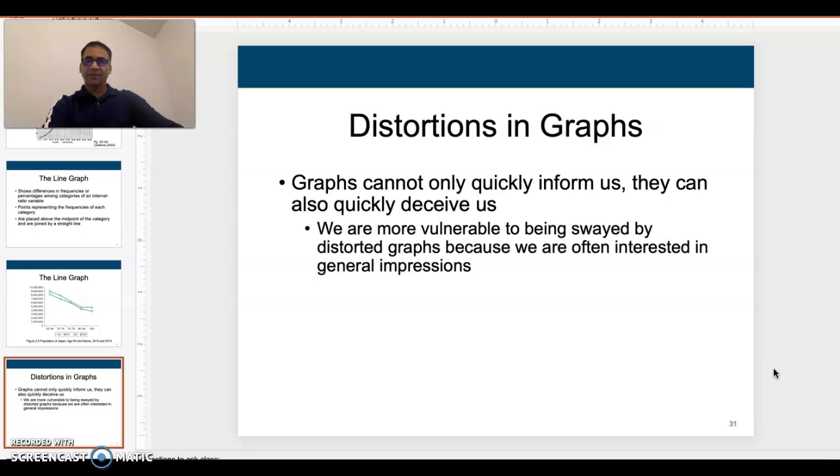So as we have seen the frequency tables and graphs, it is also important to understand there is distortion in presenting these graphs and data, and we need to be very mindful of this when we read newspapers or articles. Graphs cannot only quickly inform us, they can also quickly deceive us. We are more vulnerable to being swayed by distorted graphs because we are often interested in general impressions.